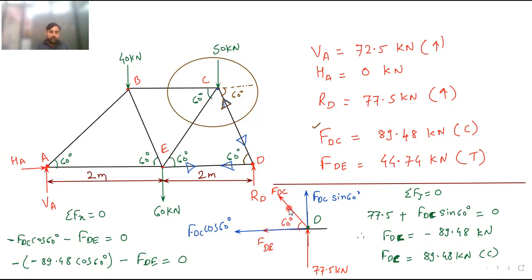Understand the reason. Whenever I went for the second equation, summation Fx equal to 0, I got minus FDC cos 60, because this component is moving towards left, then minus FDE, equal to 0. Here the minus sign is due to this force acting on the left-hand side, so I kept this sign as it is. Now I used the value of FDC, minus 89.48, because I have not changed the direction of FDC. That is why I used this value with the minus sign.